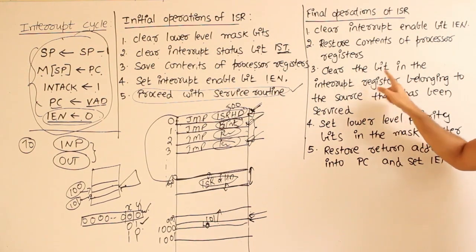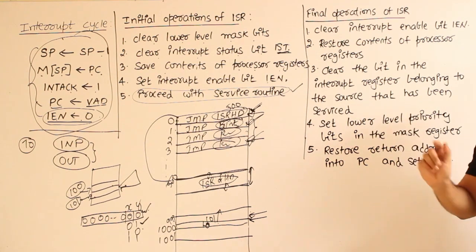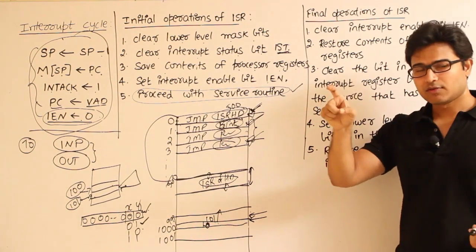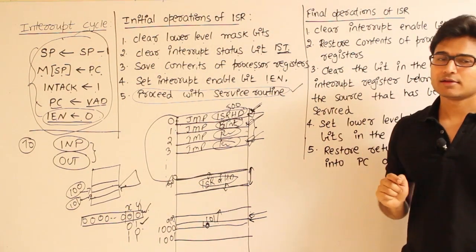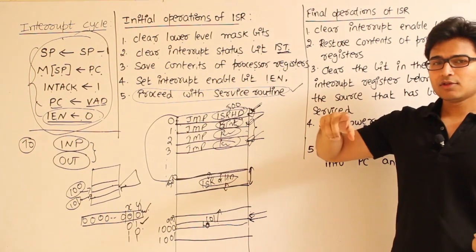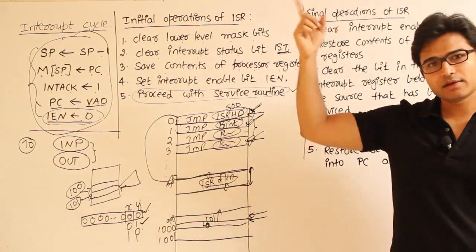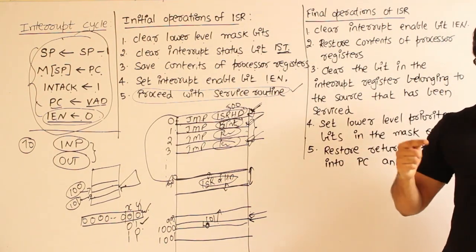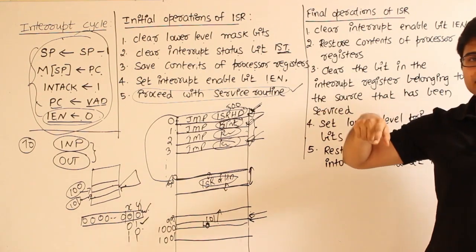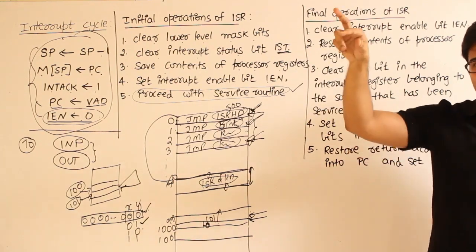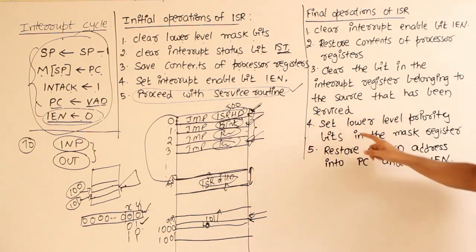And now clear the bit in the interrupt register belonging to the source that has been serviced. If you remember, for every source we have given one bit in the interrupt register. Now you go there and clear it. If you don't clear it, even though it has been serviced, we will again fall into this entire loop once again. So clear that one, make it 0, so that you are giving the opportunity to that device to again raise an interrupt. Otherwise, you'll think that it is continuously raising an interrupt. That is why you clear it.